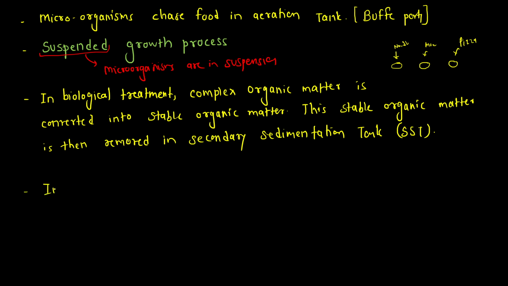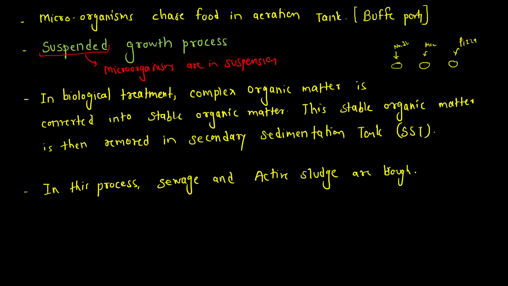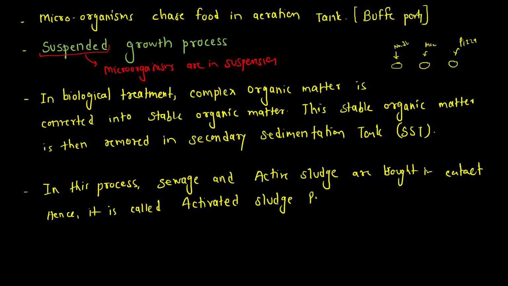In this process, sewage and active sludge are brought in contact. Hence it is called the activated sludge process, because we are using activated sludge here.